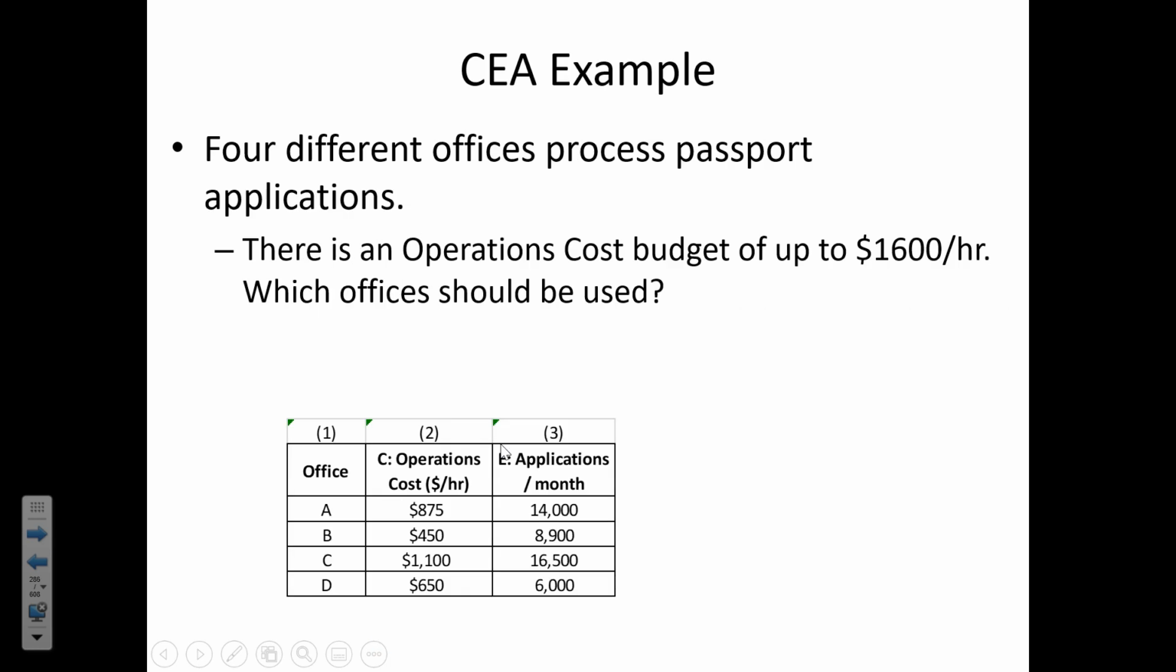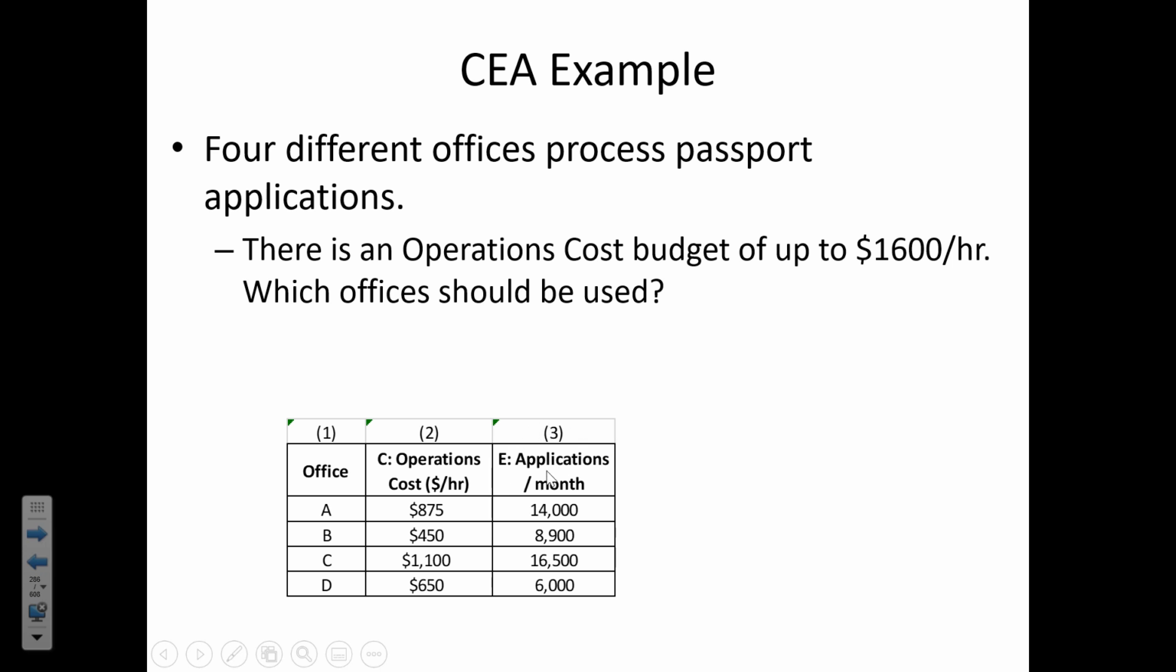All right, so let's go through an example of what if there were 4 different offices that process passport applications. Let's look at the numbers here. Office A, B, C, and D. And we've got an idea of their operation costs, dollars per hour. That would include all of their pay. That would include the rent on an hourly basis that they're working, utilities, and so on. And then we've got their effectiveness in terms of applications per month.